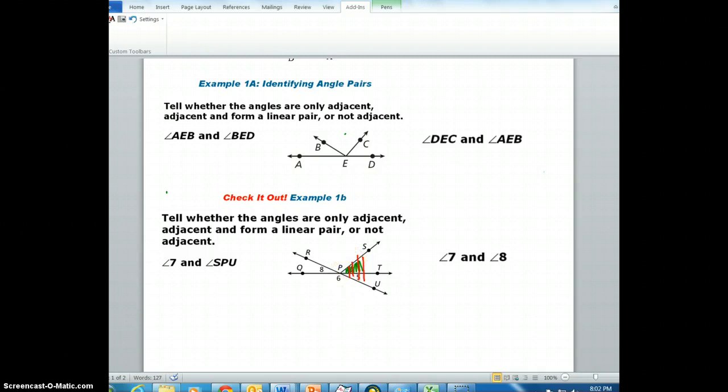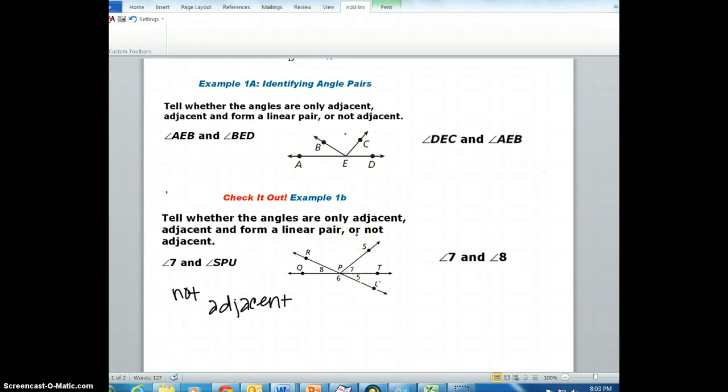I would like you to notice that these two angles do share a vertex. These two angles do in fact share a side, but in order for them to be adjacent, the last point that we need to know is that they can't share any interior points. We have overlapping angles here with the green and the red, which means they do share common interior points. So even though they share a vertex and a common ray, these angles are not adjacent at all because they do share common interior points.